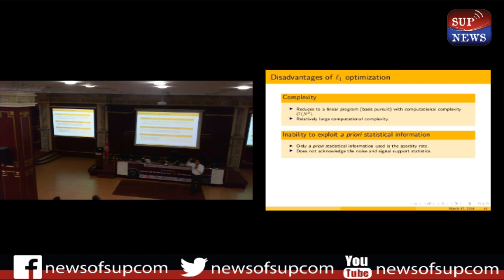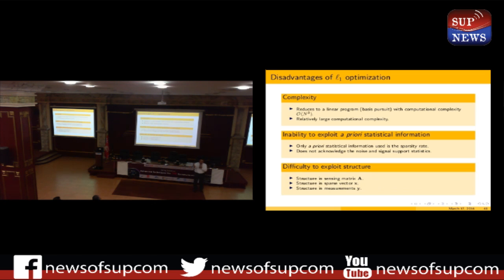The second problem is that we cannot use a priori statistical information. We use the a priori statistical information, if you want, in a clever way. But can we use the sparsity information and the statistical information together? That's which we don't do. And finally, what if we have other structures? What's the only structure we use so far? The only structure is the fact that x is sparse. But I might have other structures in A, X, or Y that I could use. So we're going to tackle this in the following.